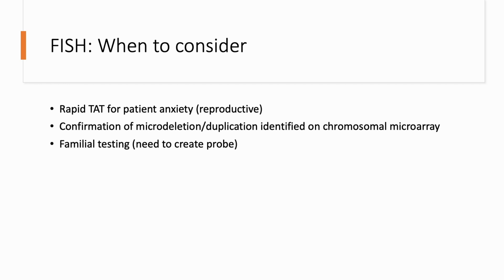Furthermore, FISH can also be considered for familial testing when there is a known genetic abnormality in a family. In these cases, a custom probe may need to be created to test family members for the specific genetic alteration. Finally, FISH is employed in oncology for tumor testing. It helps identify chromosomal abnormalities in cancer cells, providing essential information that can influence treatment options and prognostic evaluations.